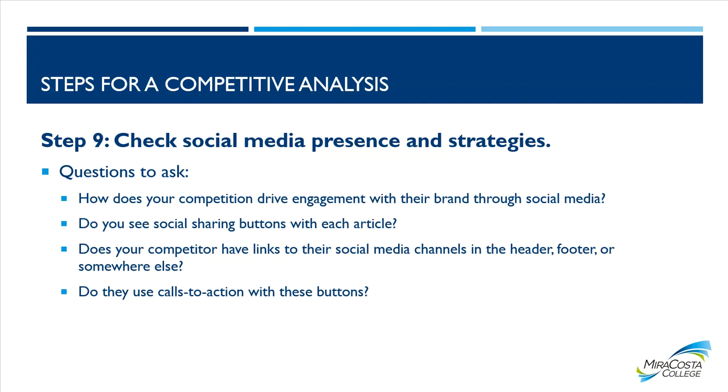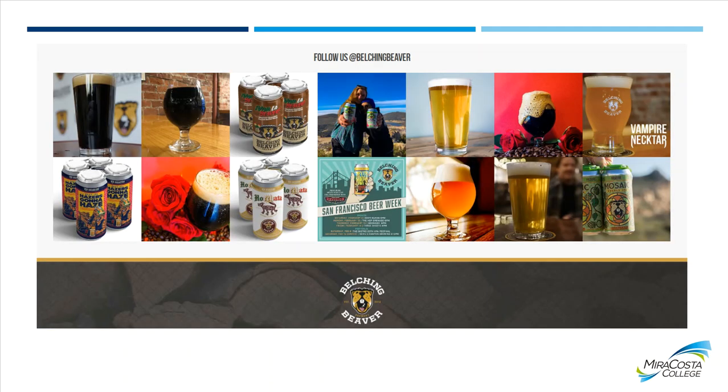And step 9, checking the social media presence and strategies more and more. How does your competition drive engagement with their brand through social media? Do you see social sharing buttons with each article? So this would be like in the blogs. Does your competitor have links to their social media channels in the header, footer, or somewhere else? Absolutely, they should. They should have these links on every single email blast, every single blog, and on their website. Do they use call to action buttons? So here's kind of the footer of the website here. You know, they have a follow us section.